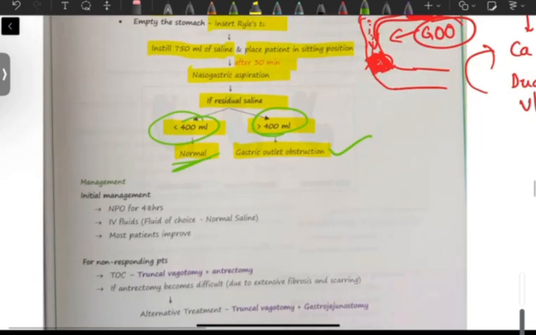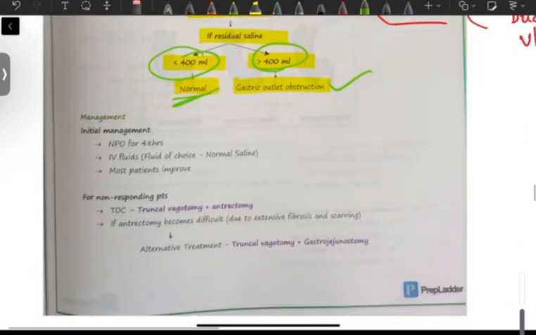Okay, so gastric outlet obstruction is diagnosed. Now we instilled 750 ml of saline and we asked the patient to sit for 30 minutes and we have aspirated it and there is more than 400 ml, so we have diagnosed it as gastric outlet obstruction. How will we manage this? We will keep the patient NPO, nil per oral, for 48 hours. Because there is obstruction, if you give anything, nothing will pass out and it will come back.